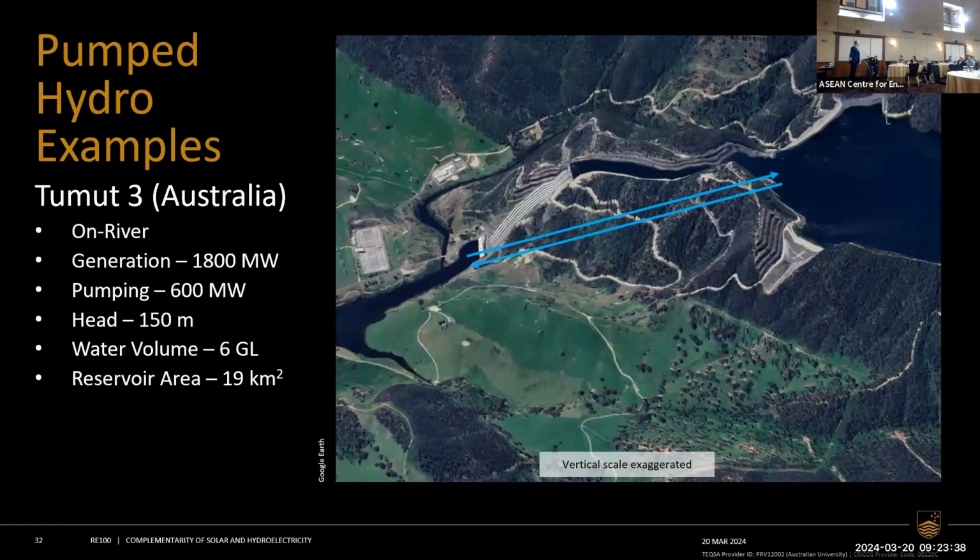Here are some examples. Australia, Tumut 3. This is an on-river hydro site. Generation capacity of 1.8 gigawatts. It can pump 600 megawatts. It has only 150 meters of head, which is not a huge amount. A water volume of 6 gigaliters and a reservoir area of 19 square kilometers.